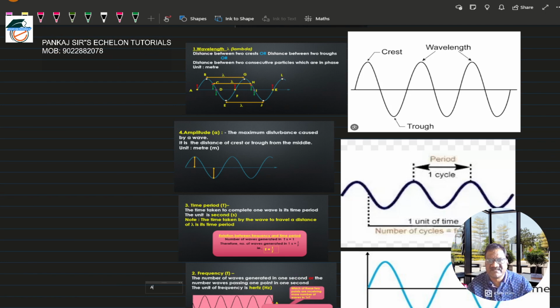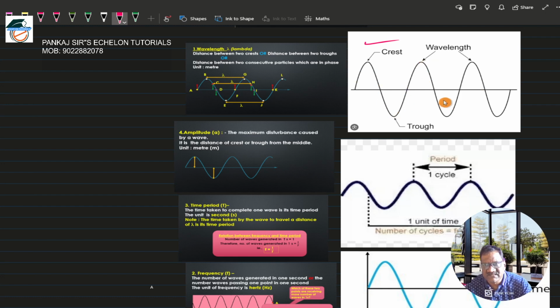On the screen you can see certain wave formations that I have shown on the slides, and some terms and terminology that we are going to study now. Let us start with the very first kind of wave. Just pay attention to this particular diagram. This is a wave formation. Let us first try to understand the various terms and terminology associated with a wave.